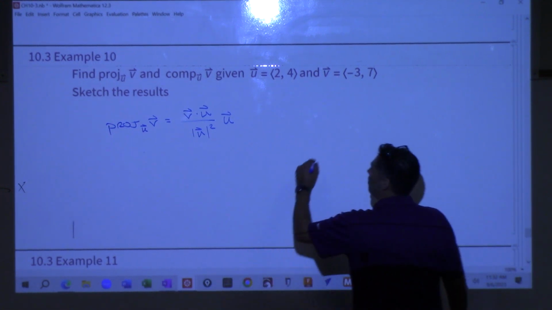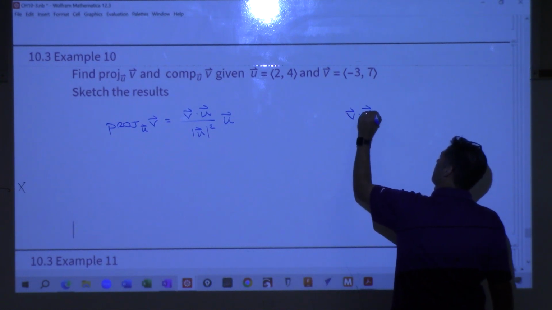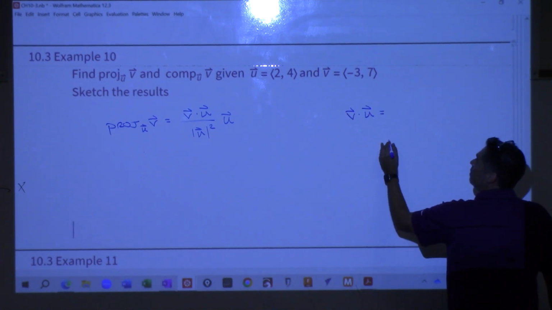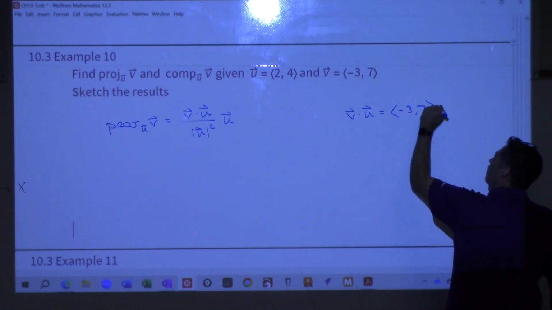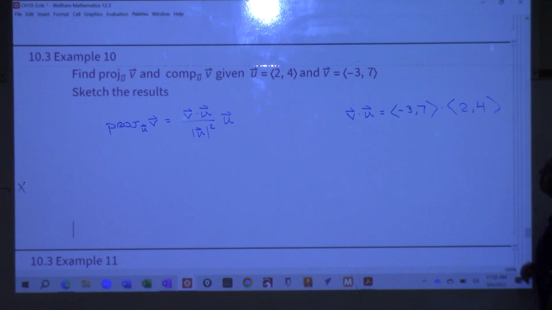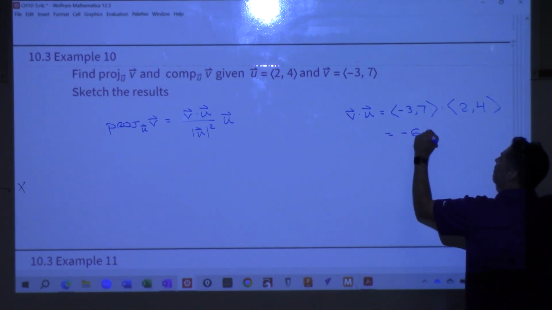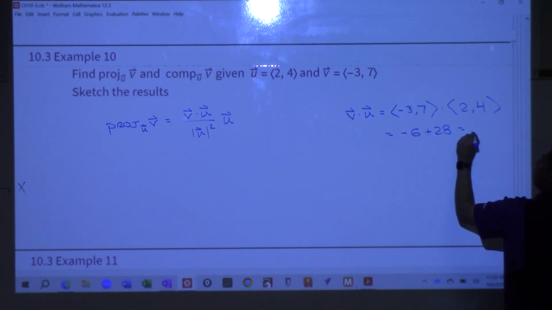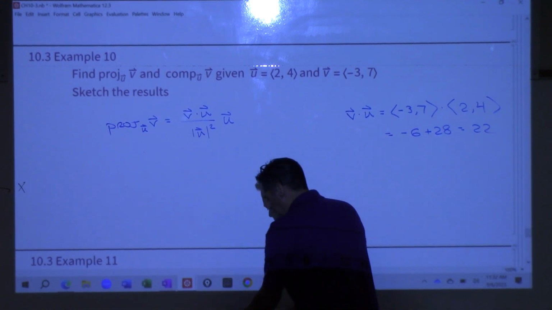All right, now we need some things, right? Let's do some scratch work on the side here. What's v dot u? Please be 0? It's not going to. Wouldn't that be nice if it was, though? Wouldn't we be done? So v dot u is going to be, what do we got? -6 plus 28 is 22, right? 22. So we've got one part of it taken care of.